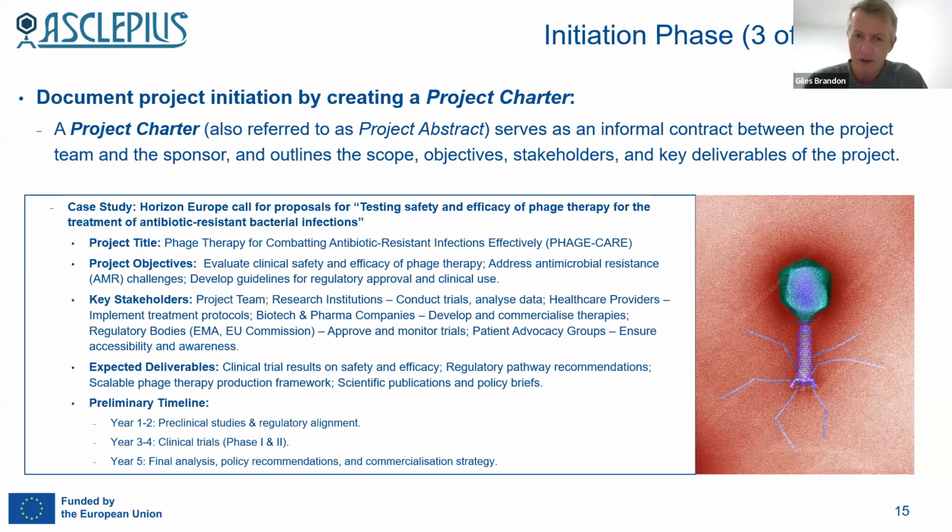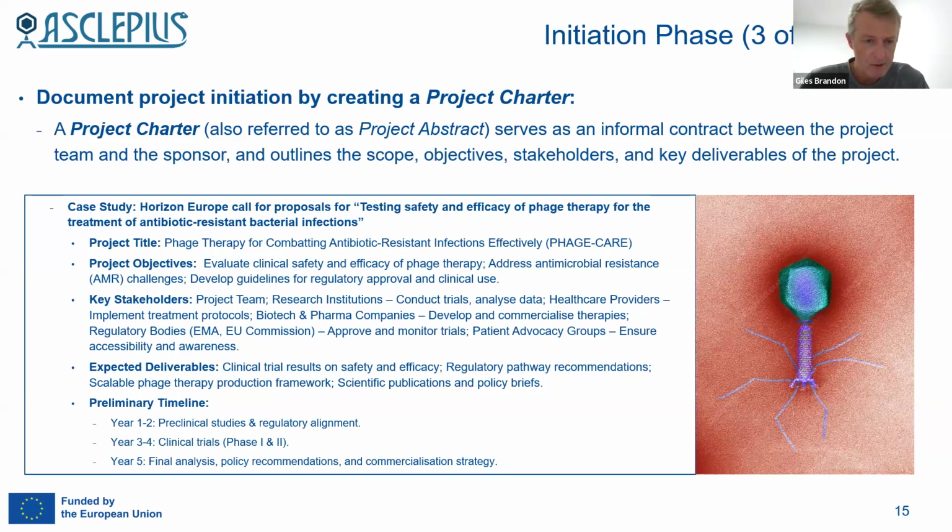So let's imagine we're trying to do a project charter because we're trying to create a proposal for that call. So look, in this project charter, I would expect to see our proposed project title, our proposed project objectives, key stakeholders, expected deliverables, and preliminary timing. So yeah, our project title is very, very similar to, in fact, the title of the call for proposals.